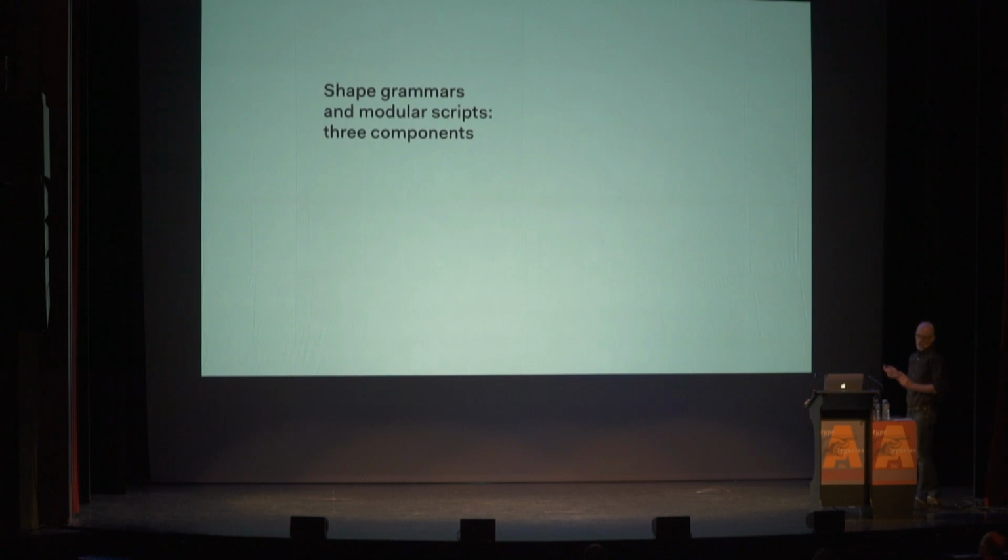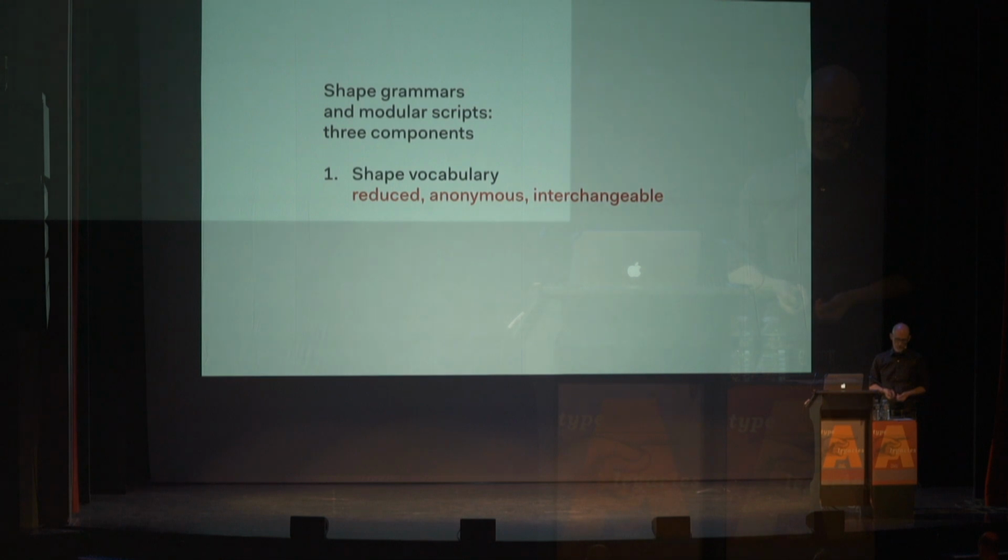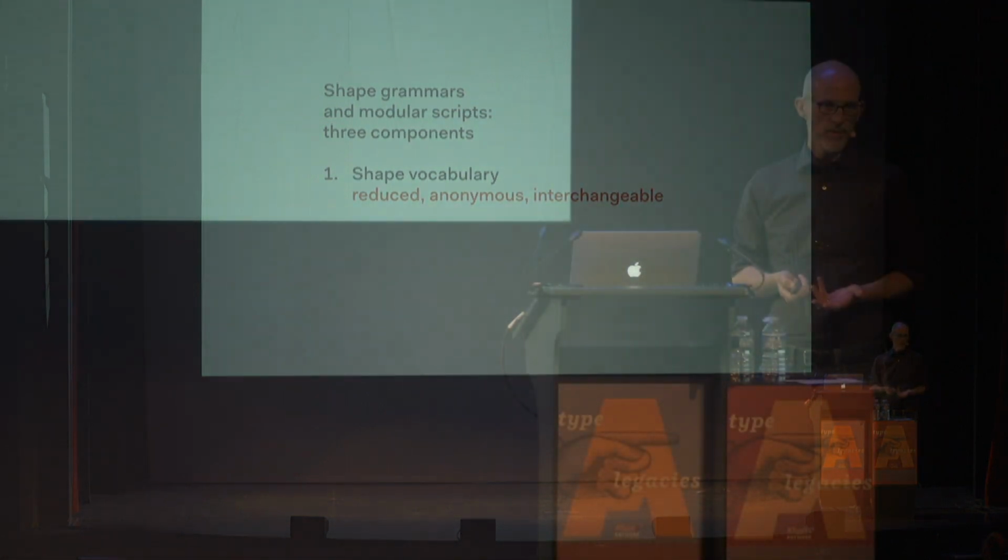Shape grammars are systems of generating geometric forms, and they include 3 essential elements. First of all, they have a vocabulary of shapes that includes how those shapes can be operated on and transformed. They can be translated, reflected, rotated, scaled, and so on. And in modular scripts, shapes and the ways that they can be operated on and transformed are radically reduced so that they become anonymous and interchangeable.